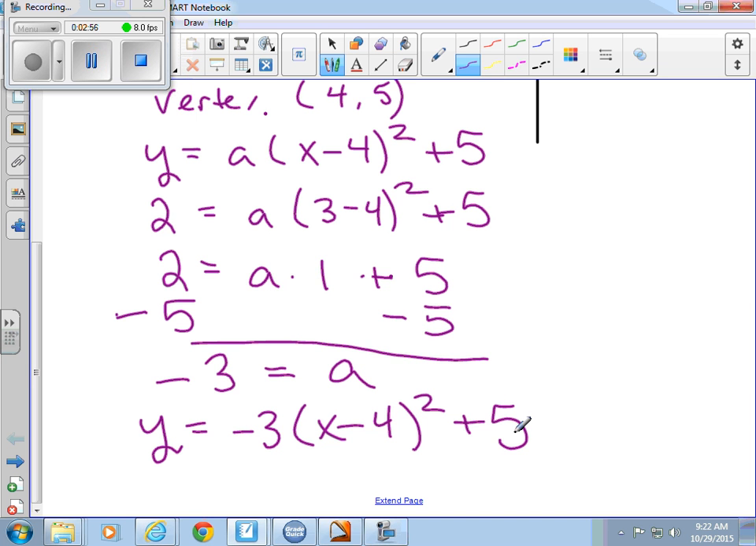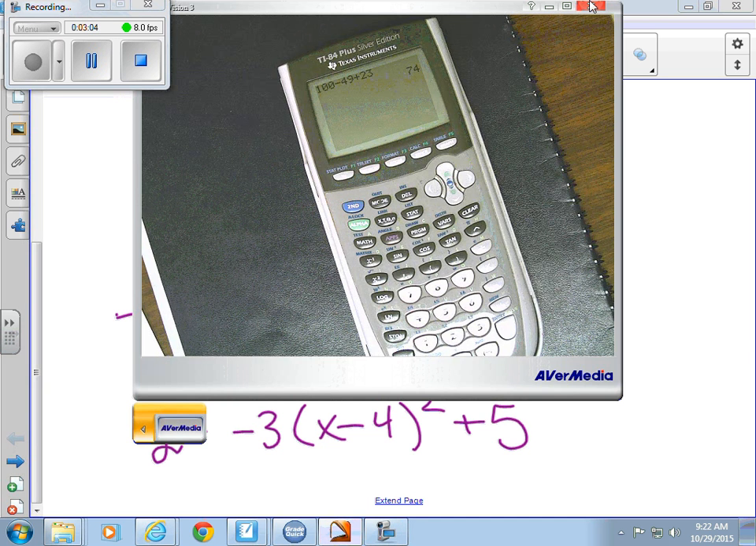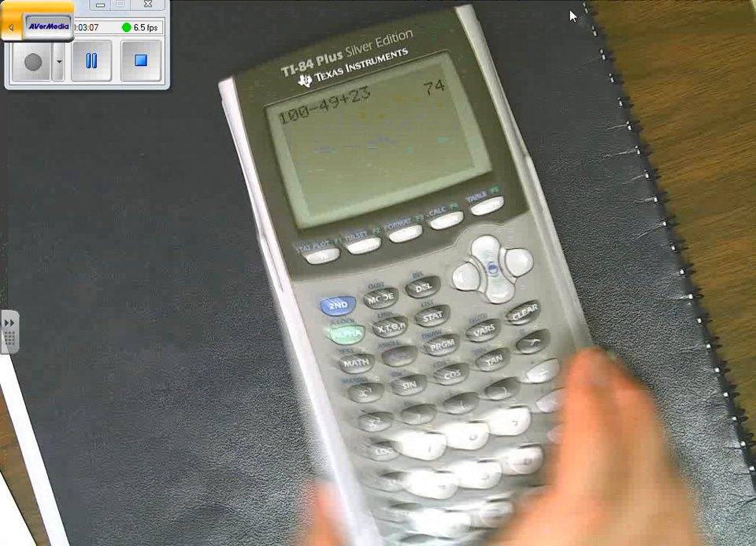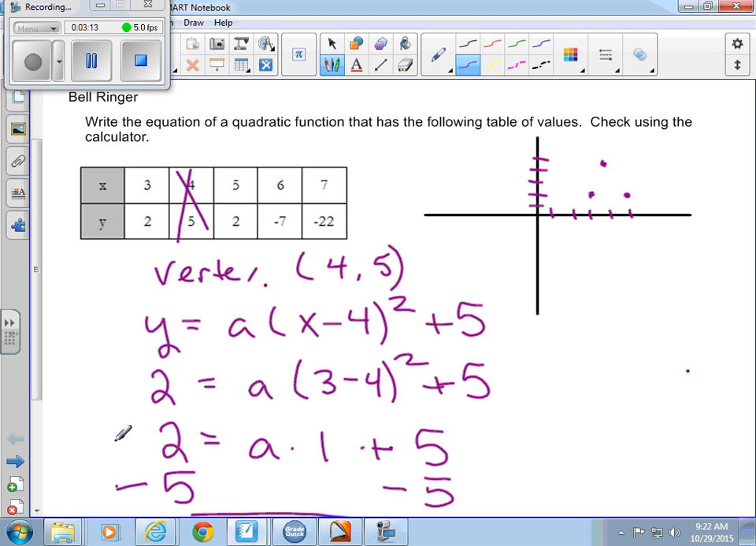Any questions about that so far? I can use my calculator to check and see if that is a reasonable answer by finding the a value in the calculator. It better be negative 3. Oh, time out. In my stat edit, I'm going to type the data 3, 4, 5, 6, 7.